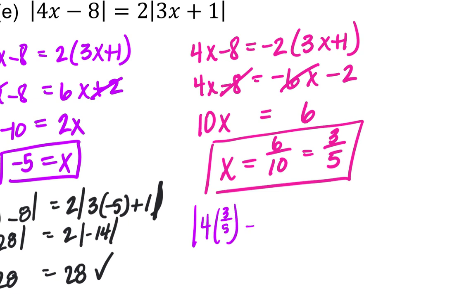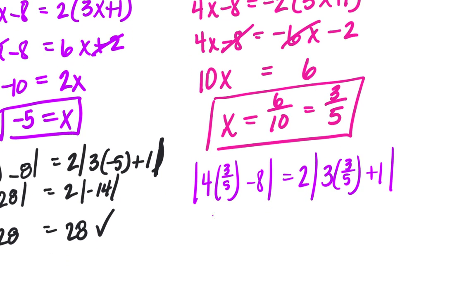Four times 3/5 minus 8 equals 2 times 3 3/5 plus 1. Well, 4 times 3 is 12, so this is 12 over 5 minus 8. And if I want to add a whole number and a fraction, I need a common denominator. So I'm going to turn the 8 into something over 5. So this would be 12 over 5 minus 40 over 5, because 40 divided by 5 is 8.